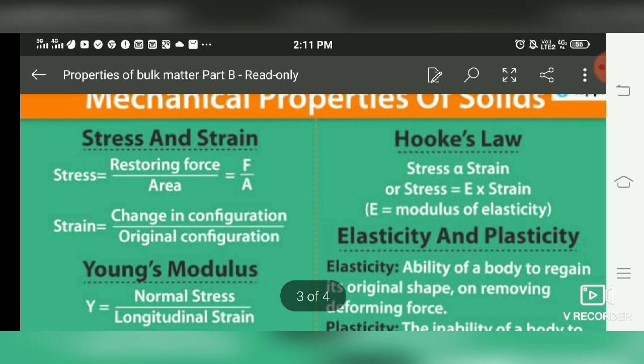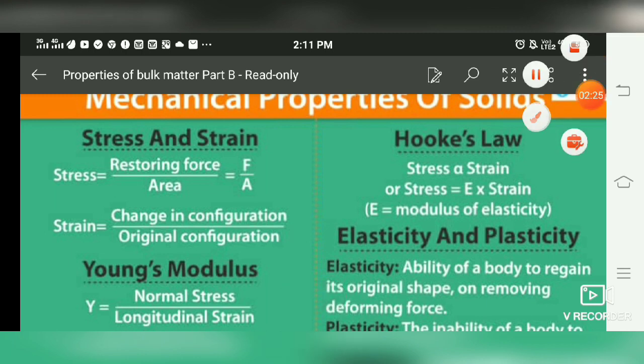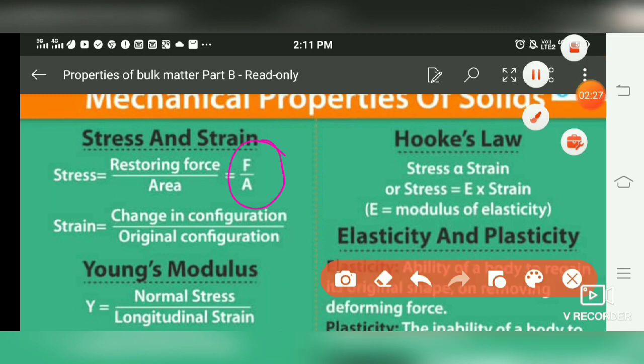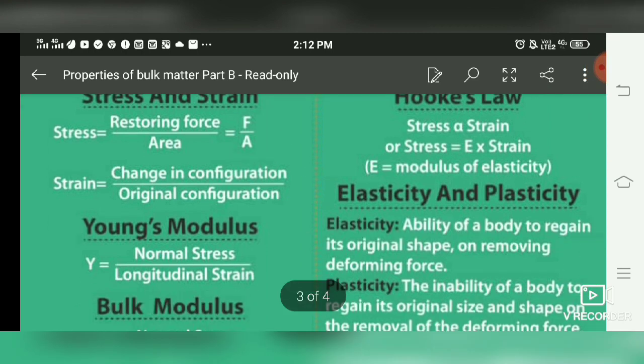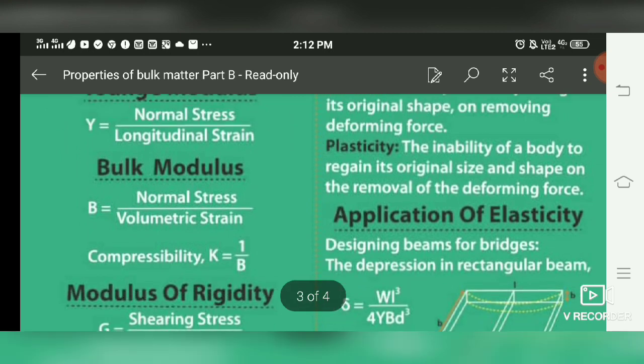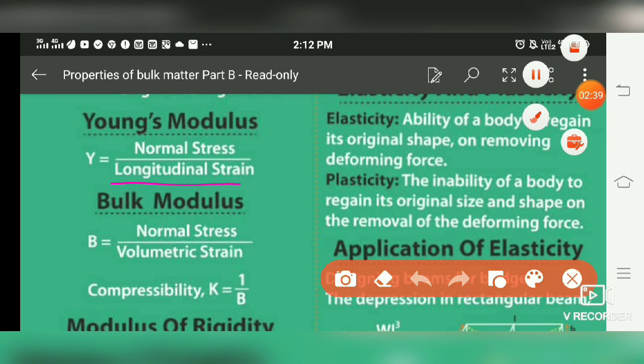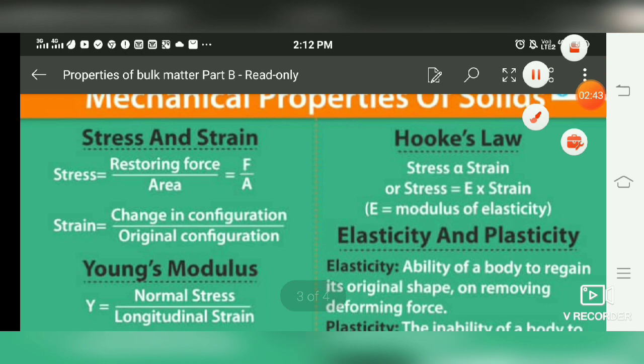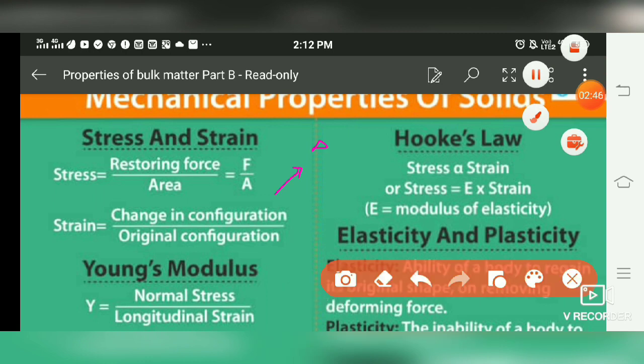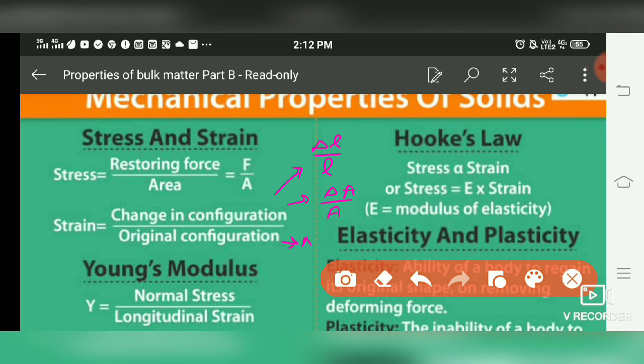Now next, stress is indirectly force per unit area because it equals pressure, and strain is actually the change in configuration upon the original configuration. Next we have three types of modulus. Young modulus, that is normal stress upon longitudinal strain. Three types of strains are there basically. Longitudinal, that is change in length upon original length. Volume strain, that is change in volume divided by original volume.